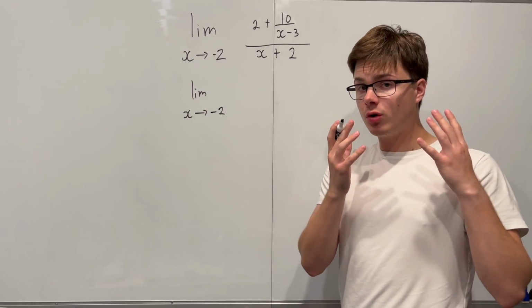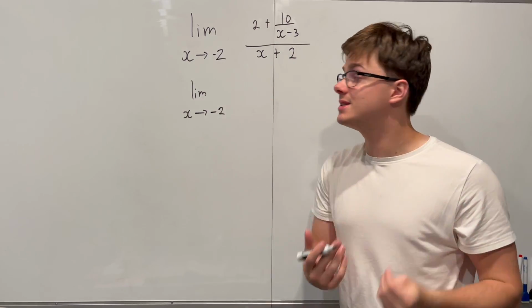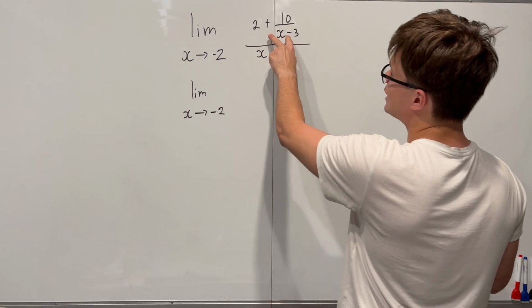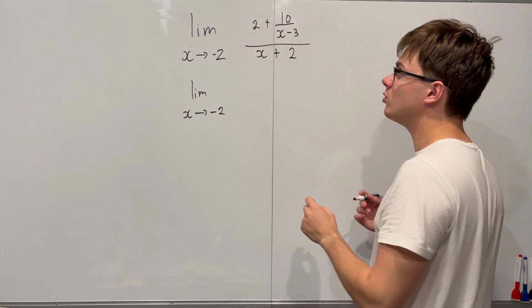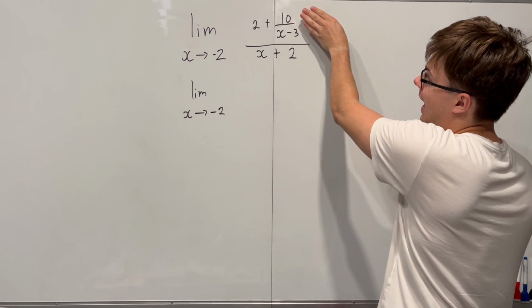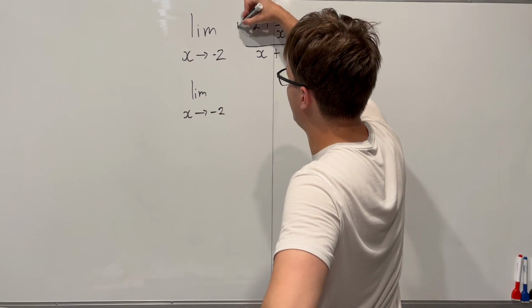So once again, the overall goal here is to change the denominator, that way we're no longer dividing by 0. So how are we going to do this? So let's expand 2 plus 10 over x minus 3. Let's put 2 under the same denominator as the 10 here. So how is that going to work? Well, we're going to multiply the top and bottom by 1, right?